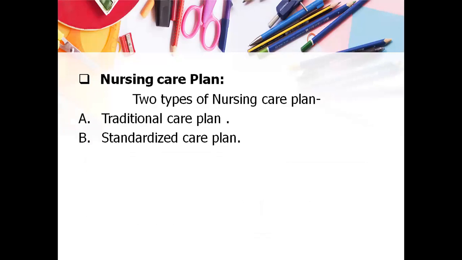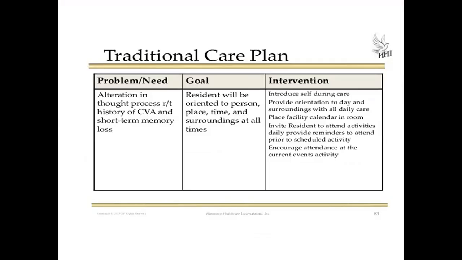So the second is the nursing care plan. This also I think all of you know. Okay, so we actually have two types of care plan: the traditional and the standardized care plan. Whenever we say traditional care plan, this is one example of a traditional care plan. Here they have the problems, or the needs. That means this is somehow similar to the nursing diagnosis. How do they make this? After doing the assessment. Okay, then the goals, then the interventions.